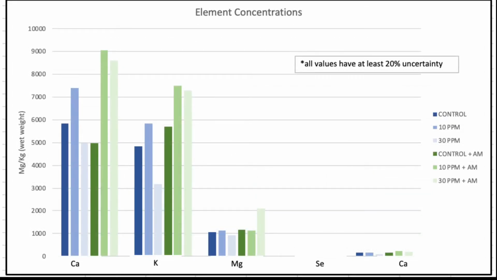Elemental concentrations of leaf tissue after 4 weeks of growth indicated less than 3 milligrams of selenium per kilogram of wet plant tissue across all treatments.